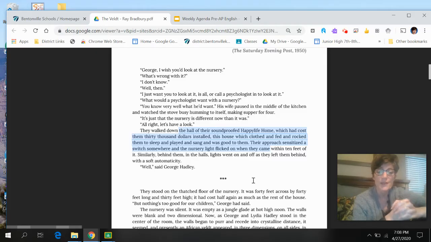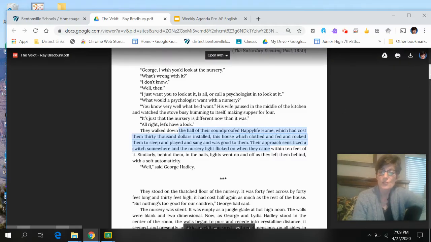The house clothed and fed and rocked them to sleep and played and sang and was good for them, as highlighted right here. And if you can see the polysyndeton with the ands between all the actions, all those actions are the things that the house was doing for them: clothing, feeding, rocking, playing, singing. And many of those things you might equate with the way a mother would care for a child. So a mother would sing to a baby, clothe a baby, feed a baby, rock them to sleep in a rocking chair. But in this case, the house is the one that's doing that. And so the author is automatically giving us this idea that the house is like a mother figure to these kids, and it's the one raising them.